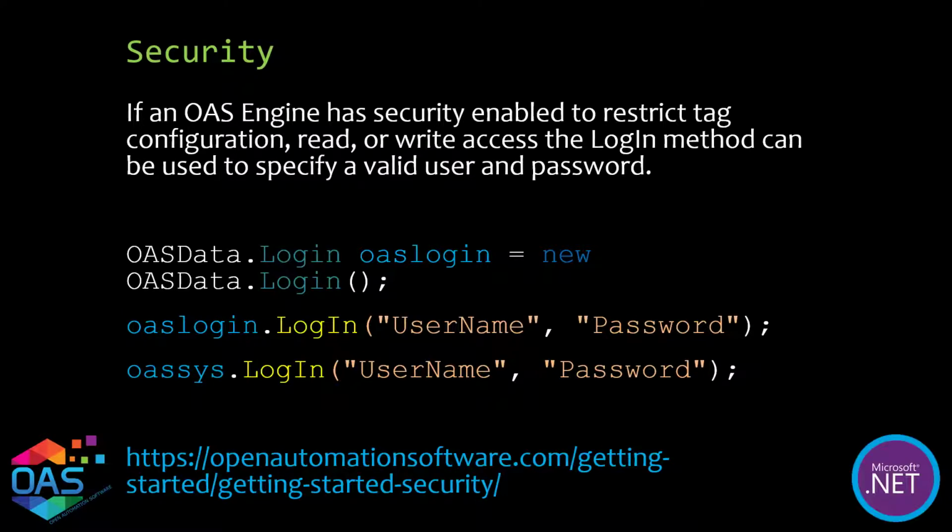packets. And also, you can secure your OAS engine using OAS security to define particular users that have access to configurations and data. And if your engine has security implemented on it, you will need to call the login methods on both the OAS data assembly and the OAS config assembly to pass in the various username and password that have the proper credentials for access.